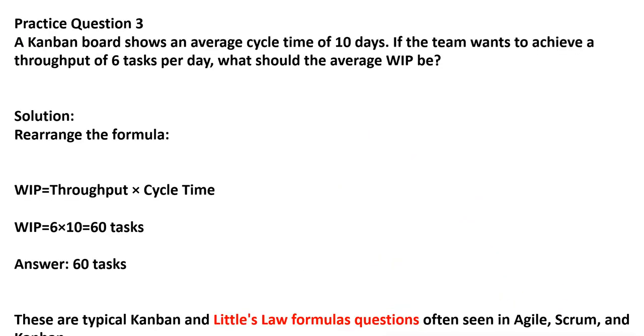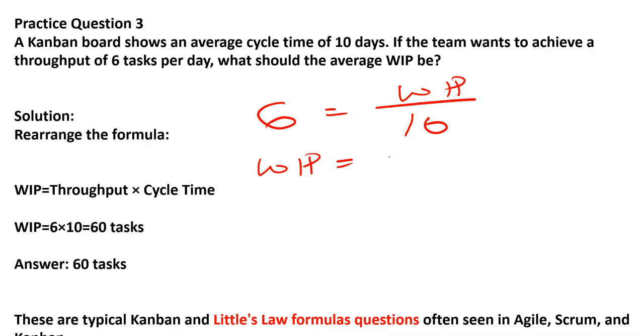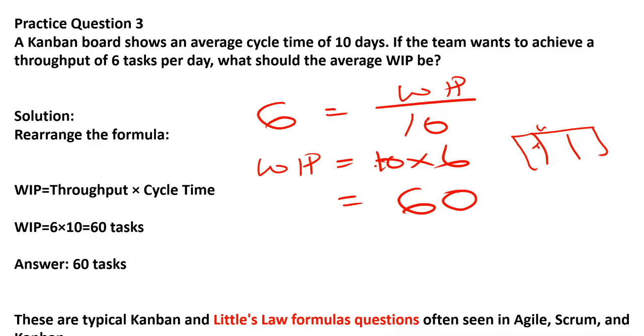So easy. In the next question, a Kanban board shows an average cycle time. Again, I will write down here, cycle time is 10. If the team wants to achieve a throughput, so throughput is given as 6, how many items are there in the work in process column? So work in process is equal to 10 times 6, which is equal to 60 items. So here are all the items, but in work in process, we are working on 60 items. These are the typical Kanban Little's Law formula questions often seen in Agile, Scrum, and Kanban.